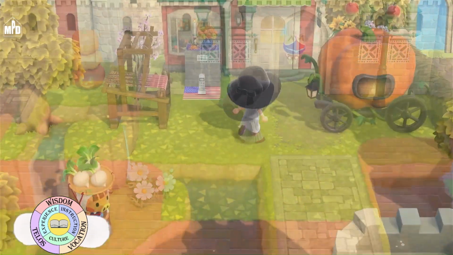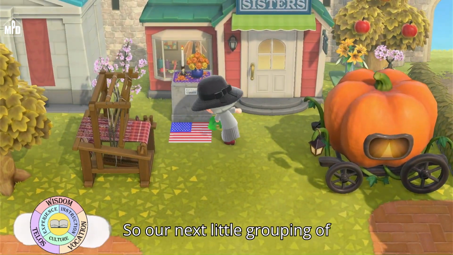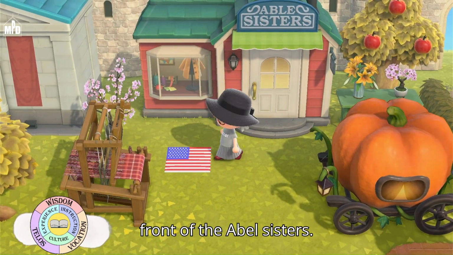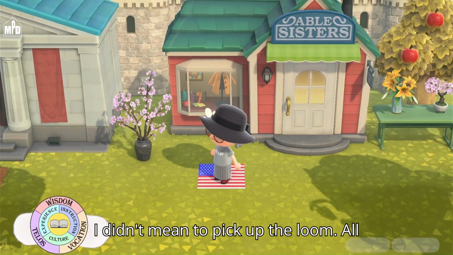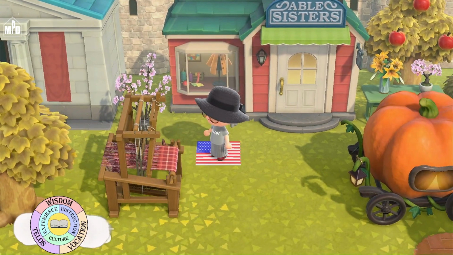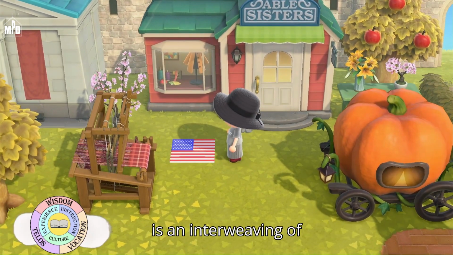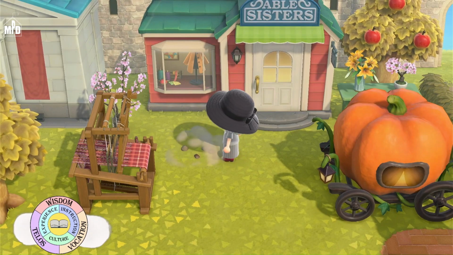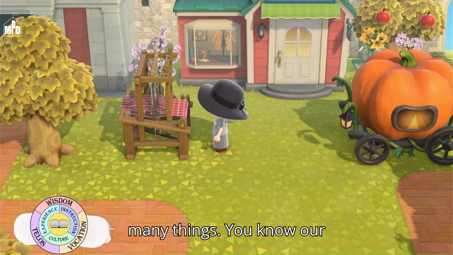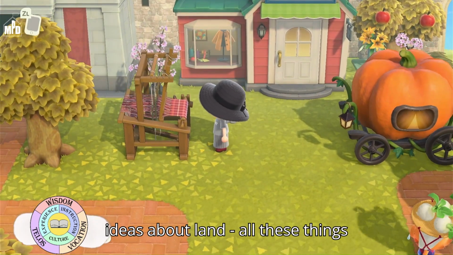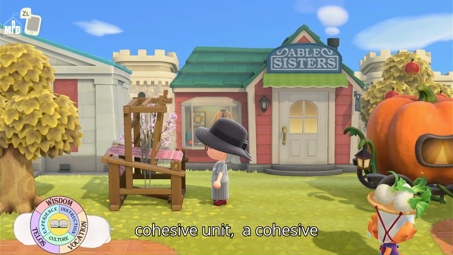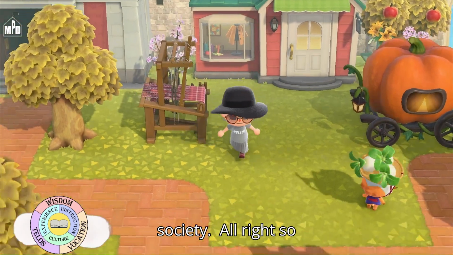So our next little grouping of icons here, we're going to pick up from in front of the Able sisters. Oh, I didn't mean to pick up the loom. All right, the loom is here because culture is an interweaving of many things. Our ideas about land. All these things have to work together in order to form a cohesive unit, a cohesive society.